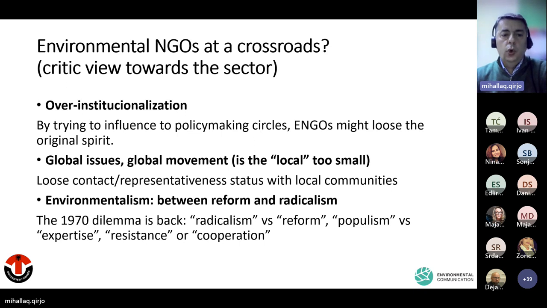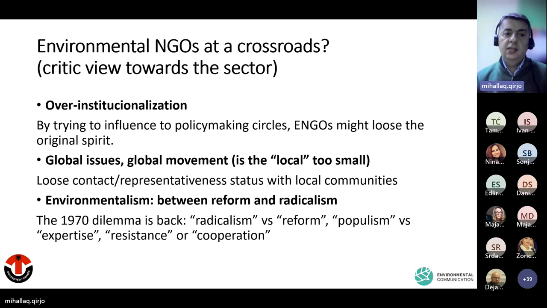Over-institutionalization is also requested by donors. They do give NGOs a small amount of funds, and then the bureaucracy of justifying how these funds are spent, with all those papers, etc. It's not in the nature of the NGOs. So this over-institutionalization is losing the original spirit of the NGO work, the community action.